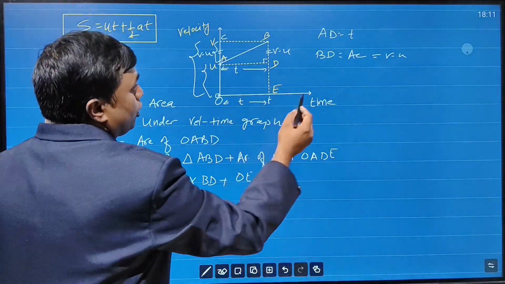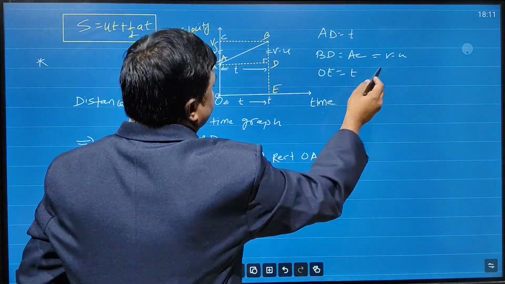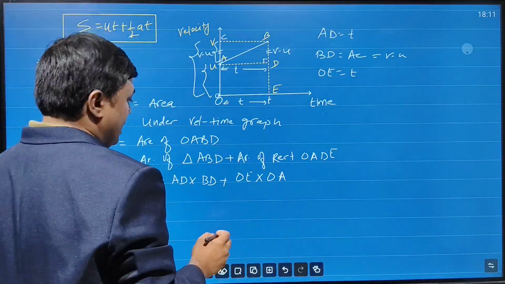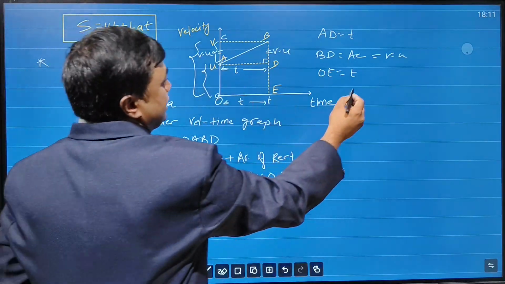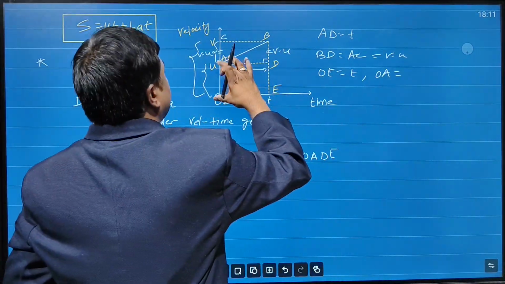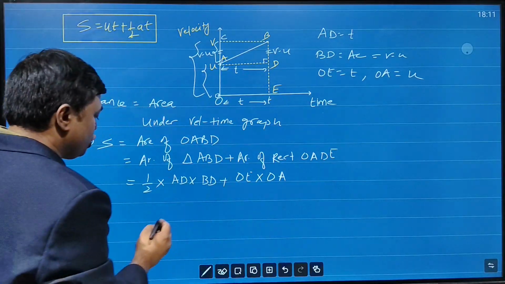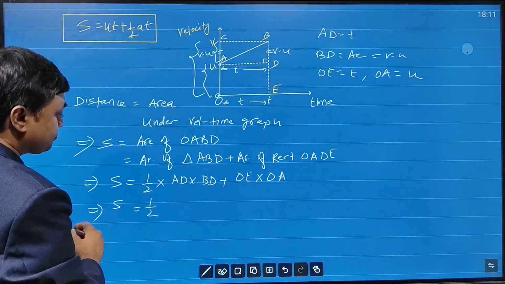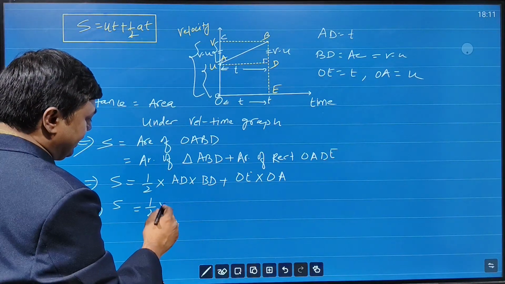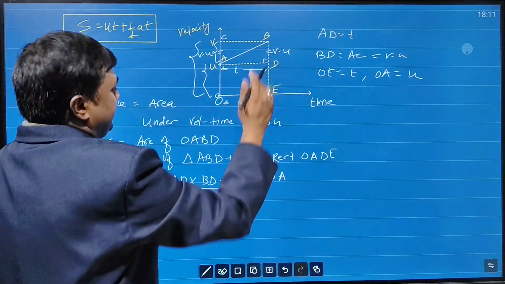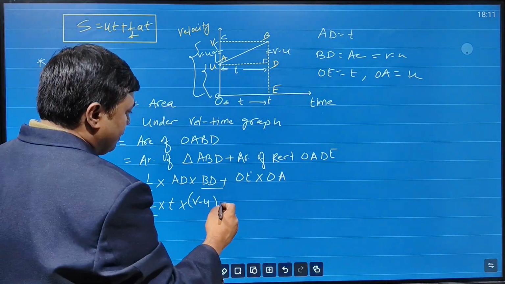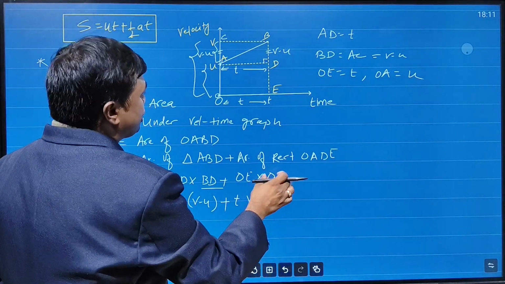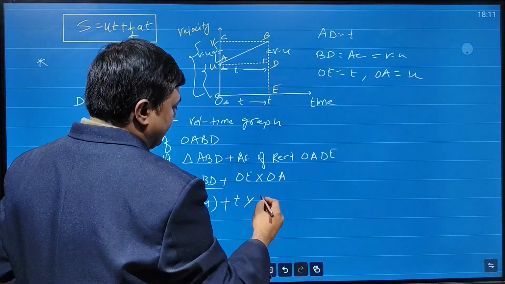What is OE? OE is nothing but T only, which is equal to AD also. And OA is nothing but the initial velocity, U only. So substitute the values here. The distance traveled is half into T, which is AD, into V minus U, which is BD, plus OE, which is T, into OA, which is U.